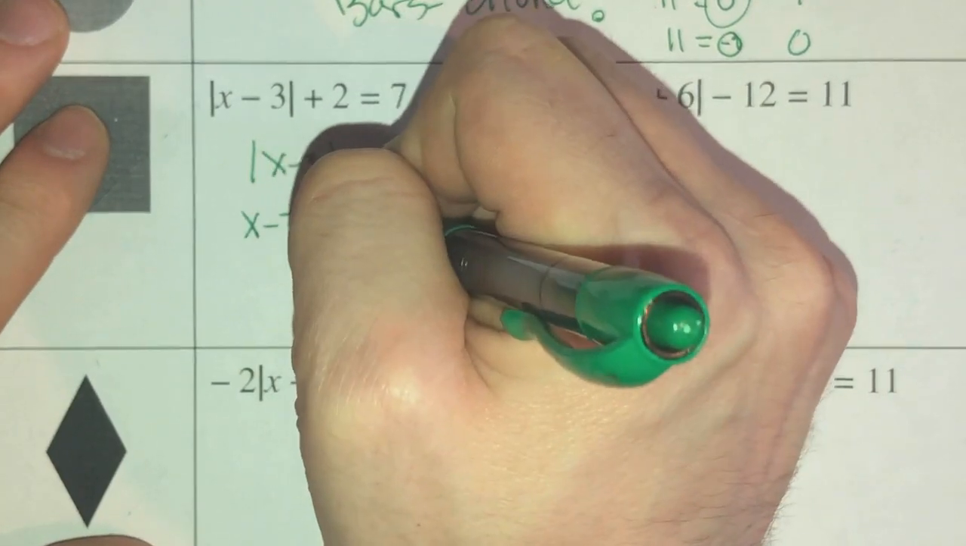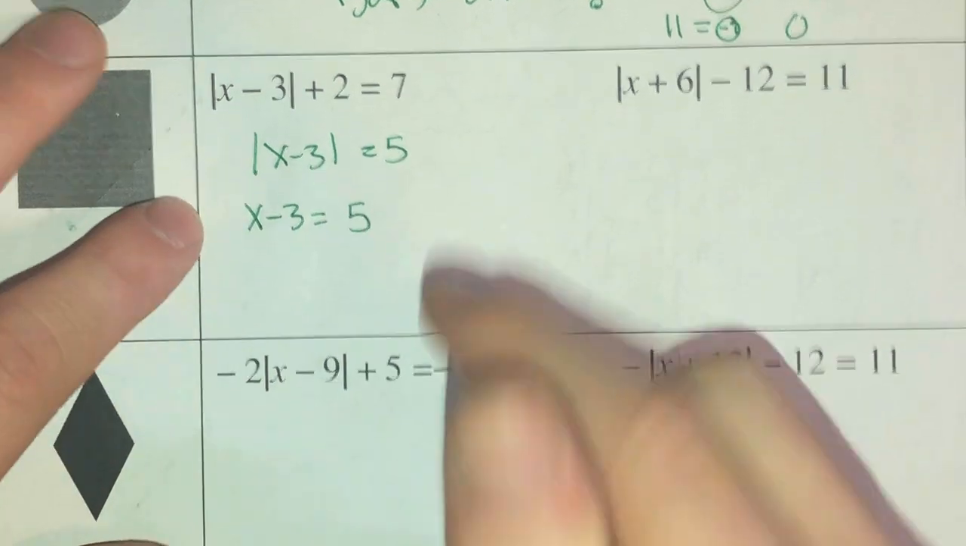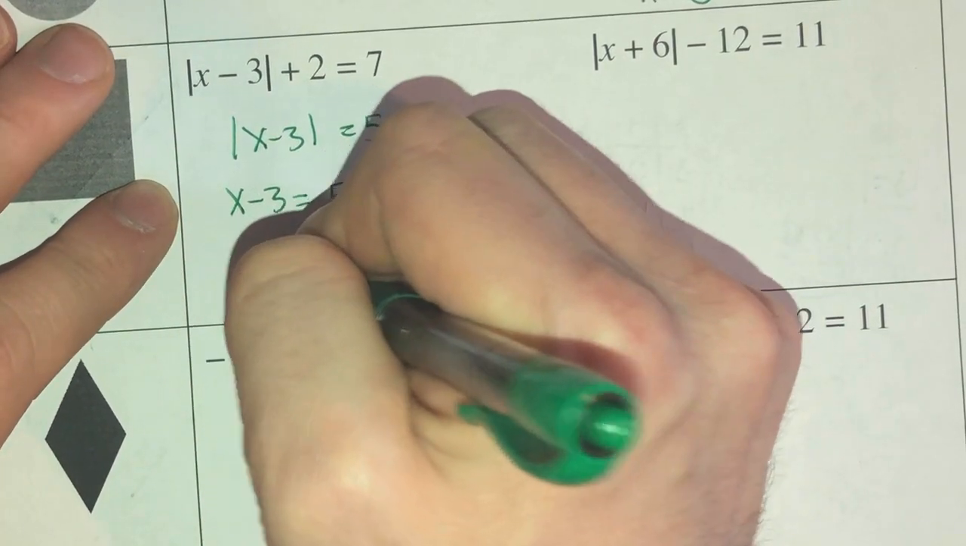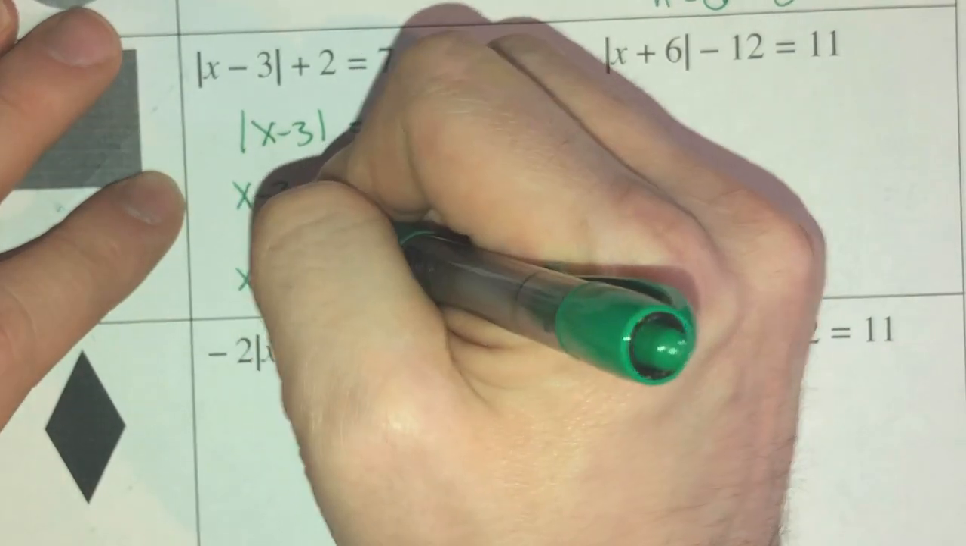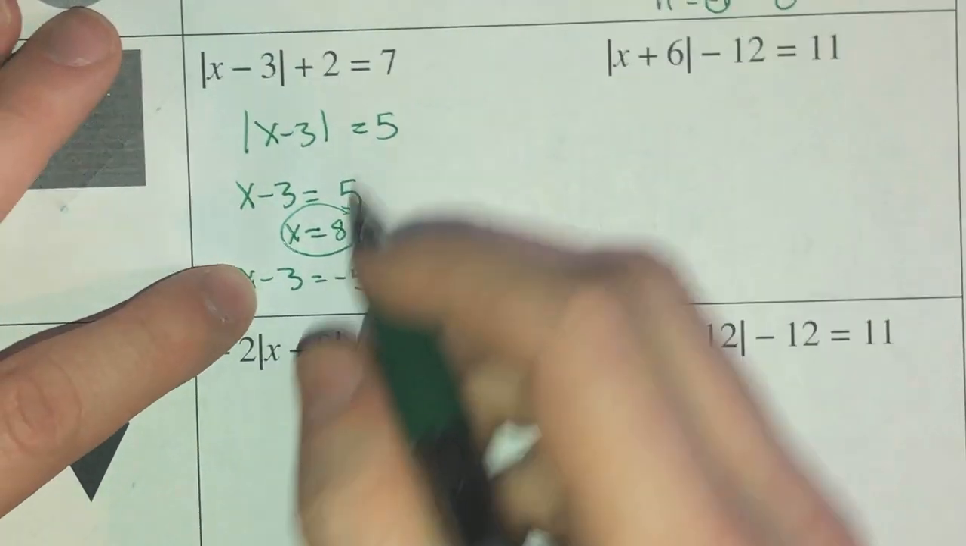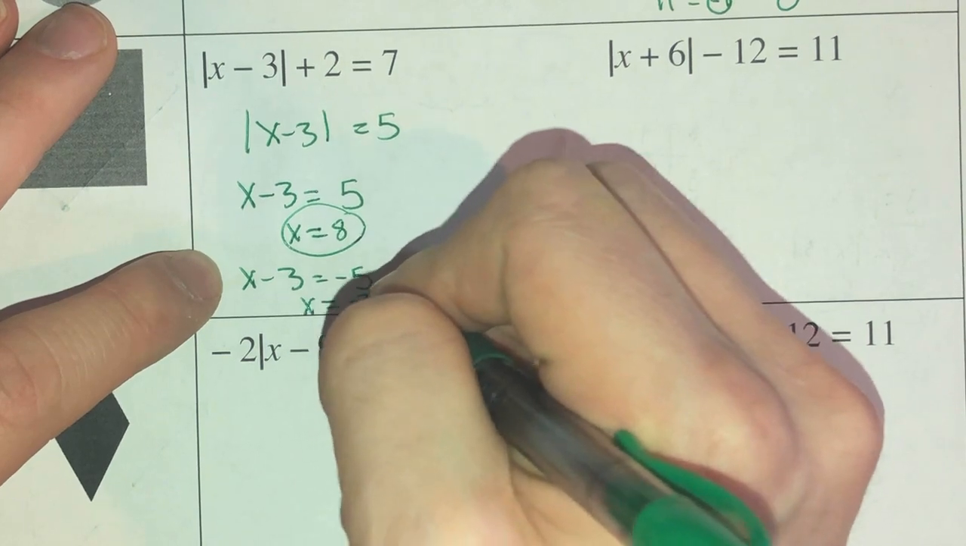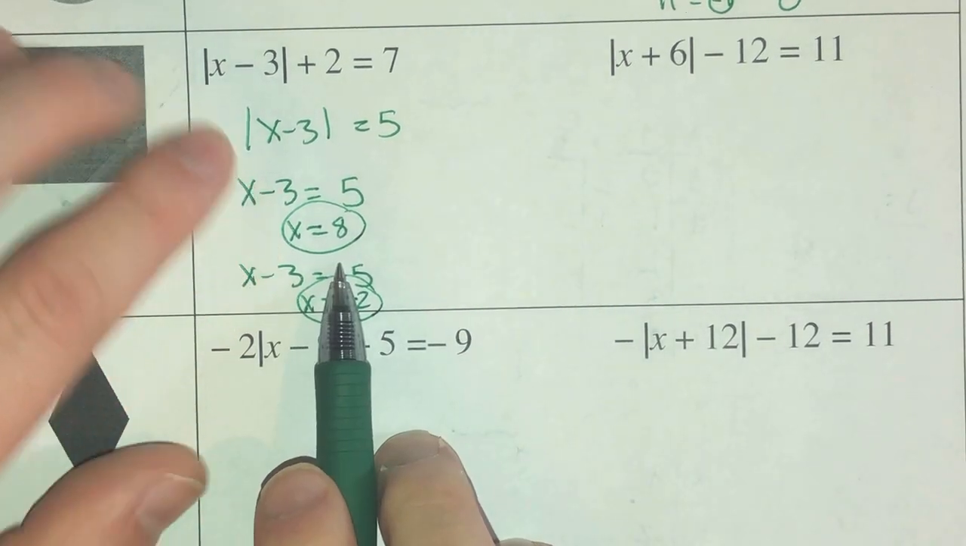Either 5, so if this is equal to 5, we get 5 or negative 5. Okay, so now add 3: x equals 8, add 3: x equals negative 2. Please check your work. So let's come back.